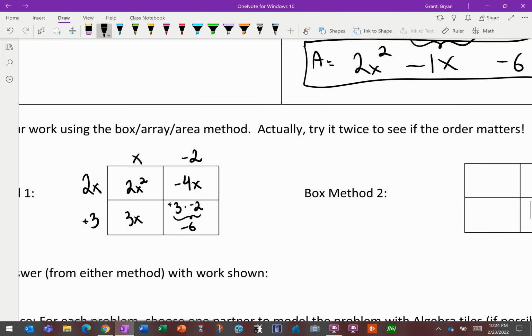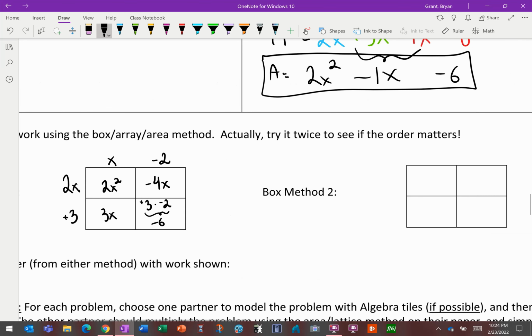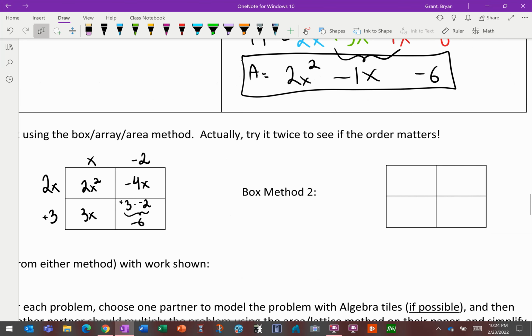Now, you'll notice that there are two boxes shown because the base and the height don't matter for the order. So I could put the 2x and the positive 3 up here and the x minus 2 down below. When you multiply, 2x squared, 3x, negative 4x, and negative 6.